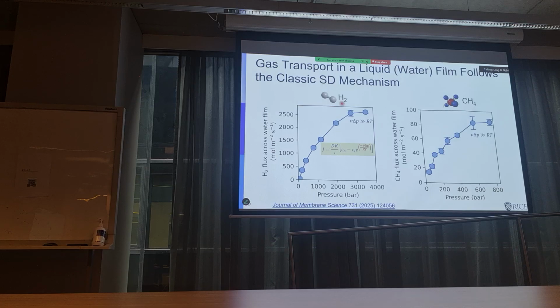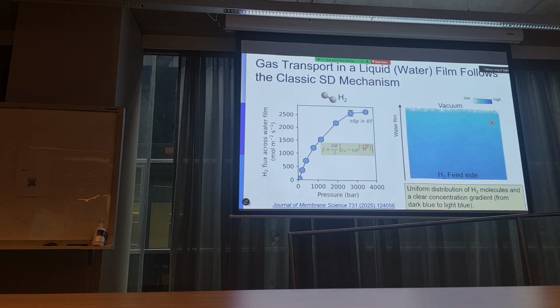Now, hydrogen is very small. Let's take methane, which is larger. If it's larger, remember, the nu that you see here is the molar volume. So now the molar volume is larger. So we can get this exponential dependence that you see here at much lower pressure, and we can recover this behavior that you see here.